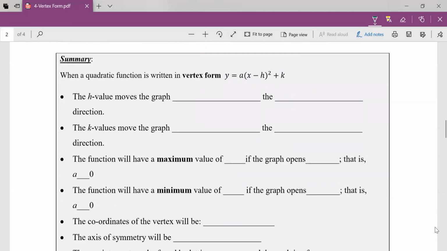So when something's written in vertex form, what do we know? The h value moves the graph left or right. The better way to say that is horizontally. So it moves the graph horizontally, the opposite direction. The k value moves the graph up and down. Better word for that in math is vertically. But this one moved it the same direction.